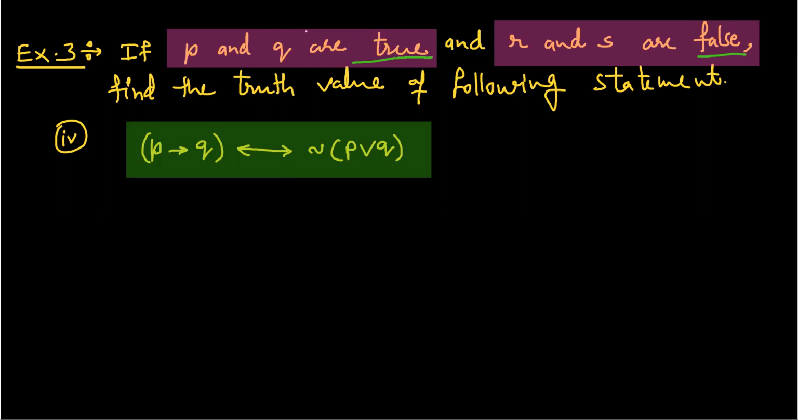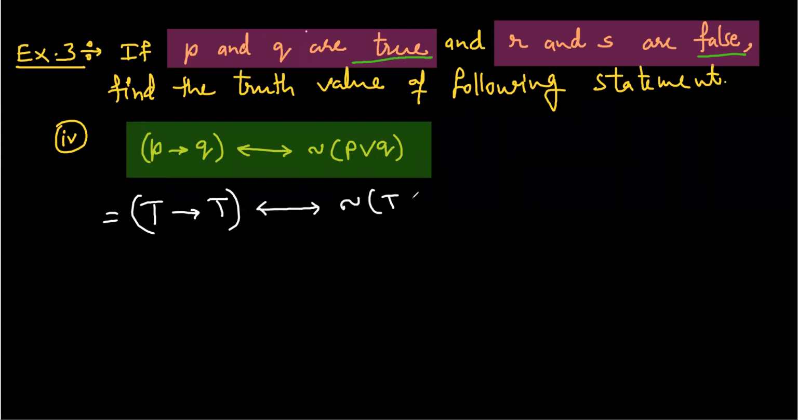So I start writing the answer for this. So I would write here P implication Q. P implies Q. So this is true implies true in a bracket. Then here I have double implication, negation, and I have true, disjunction, true. That is true or true.